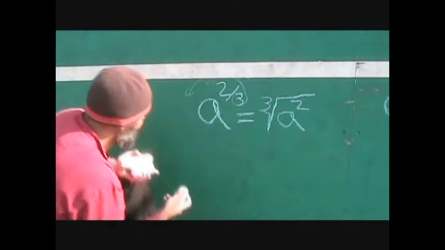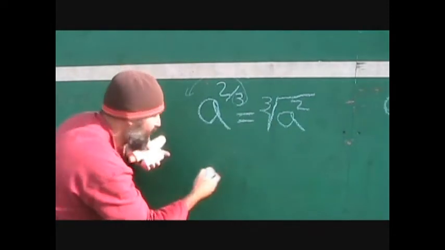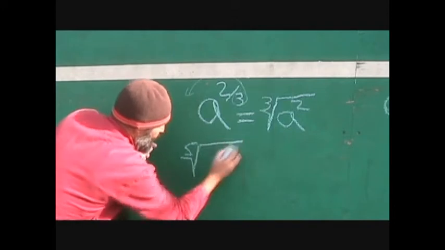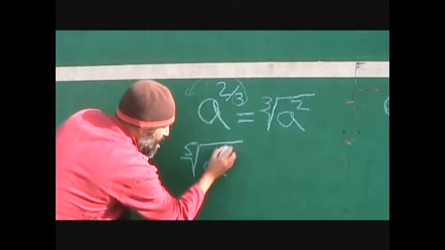Make sense? You could go the other way around as well. What if you had the 5th root of a to the power of 10?